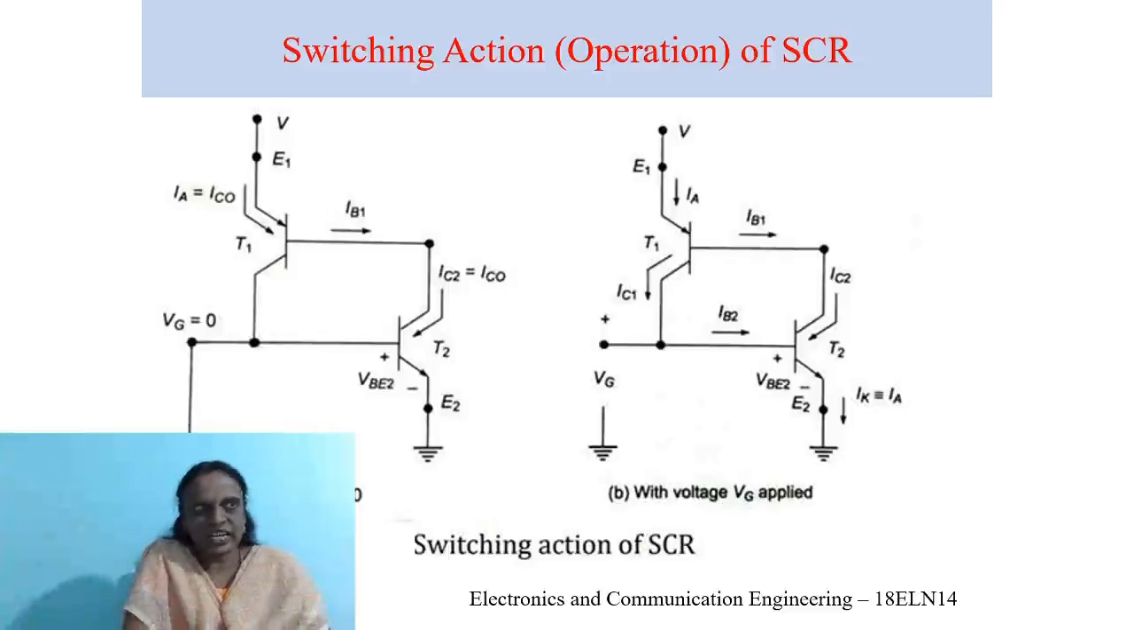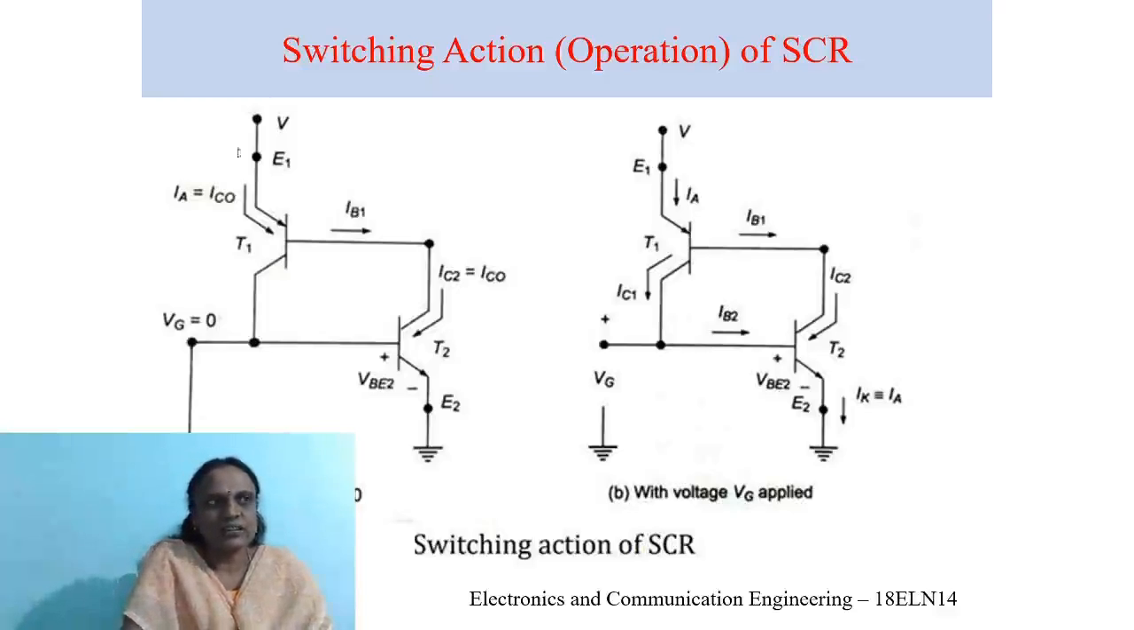Hope it is not confusing. I just repeat it. We have seen in the last session that the SCR is a 4-layer, 3-junction device. The 4-layer is PNPN, with junctions J1, J2, J3. Now, having that concept in mind, we are going to see the switching action of an SCR. Let Vg be the gate voltage, anode is E1, cathode is E2.